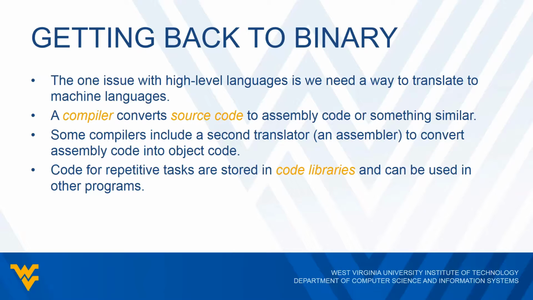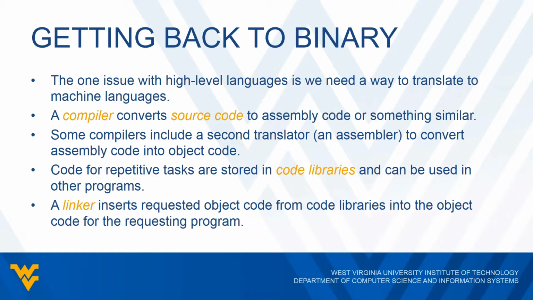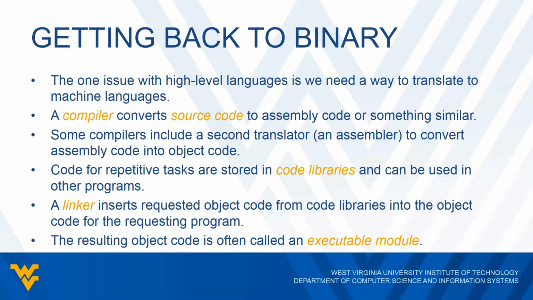There's another piece of system software called a linker, and this would insert the requested object code from the code libraries into the object code for the requesting program. So the linker would actually allow us to add the code from these libraries into our programs. And then the resulting object code is often called an executable module. And thus, a high-level program might actually go through several transitions in order to get the final product.